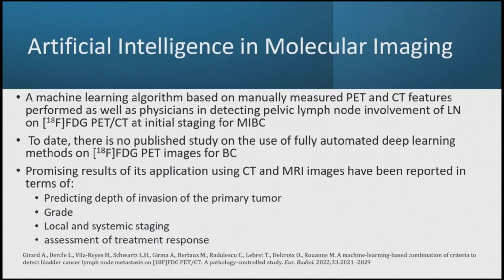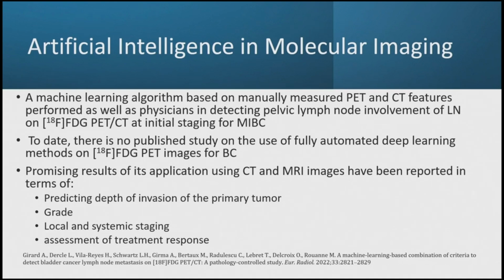So lastly, in the era of evolving artificial intelligence, will artificial intelligence help us define findings on molecular imaging? There's been a couple of studies looking at machine learning in PET, and it looks promising. However, I think there's a lot farther we can go with this. There's been some reporting of CT and PET MR looking at predicting depth of invasion of the primary bladder tumor, grade, local and systemic staging, and then some work in terms of treatment response. But ultimately, I think this is all coming down the pipeline, and we'll probably hear about this in the next couple of years.